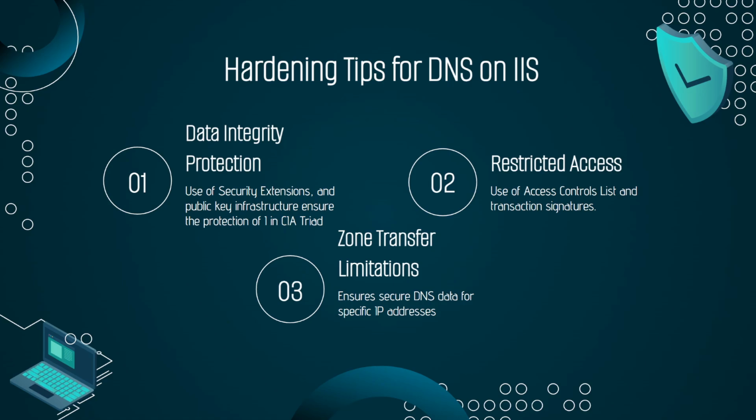Another important hardening measure is limiting zone transfers. By restricting zone transfers to only authorized secondary DNS servers, admins can prevent attackers from gathering detailed information about a network's DNS structure, which could be exploited in reconnaissance attacks.